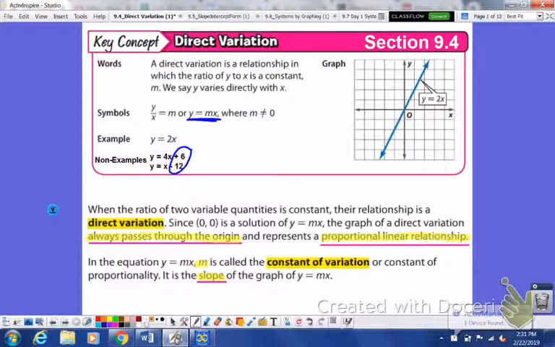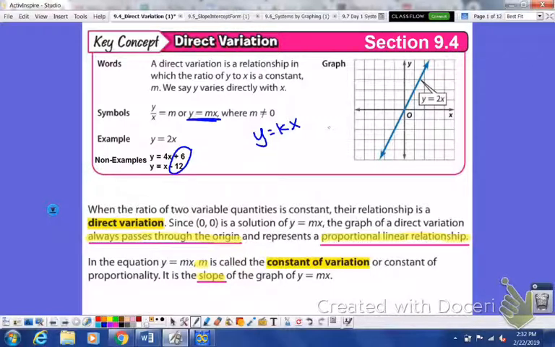We struggled a little bit in the past with writing the equation, so remember y equals mx. And just for your reference, you might see y equals kx sometimes. Just know that they mean the same thing, whether it's m or k. Okay, so down at the bottom here, when the ratio of two variable quantities is constant, the relationship is a direct variation. So there's your vocab for you. Since 0, 0 is a solution of y equals mx, the graph of a direct variation always passes through the origin and represents a proportional linear relationship.